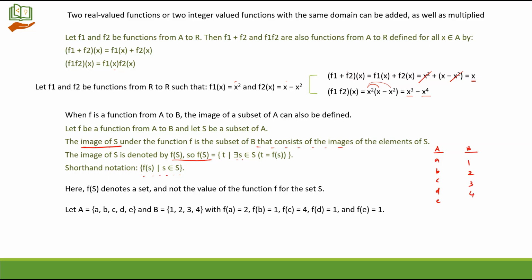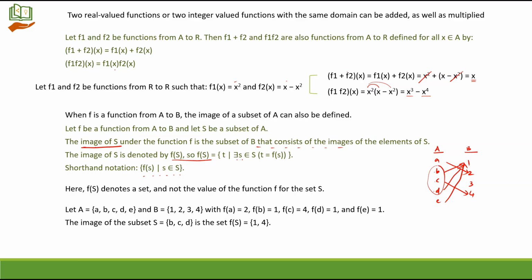F of a is assigned the value 2. F of b is assigned the value 1. F of c is assigned 4. F of d is assigned 1. F of e is also assigned 1. The image of the subset S is equal to b, c, d. So only for these three elements they are asking the image.